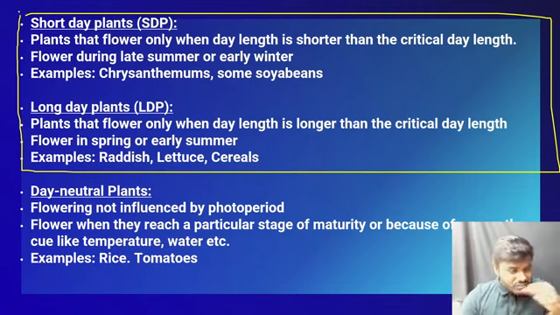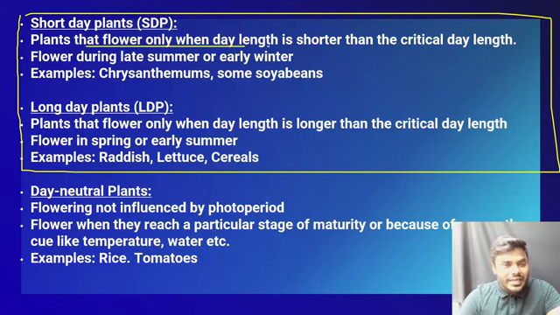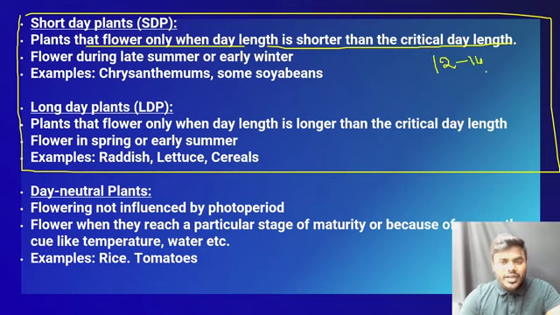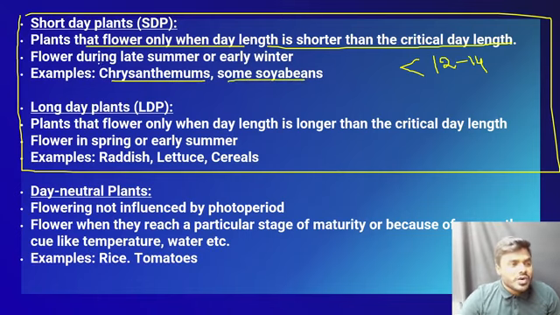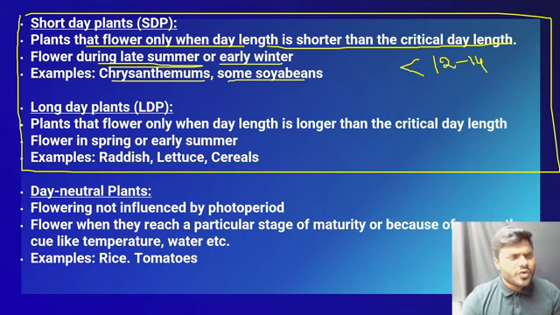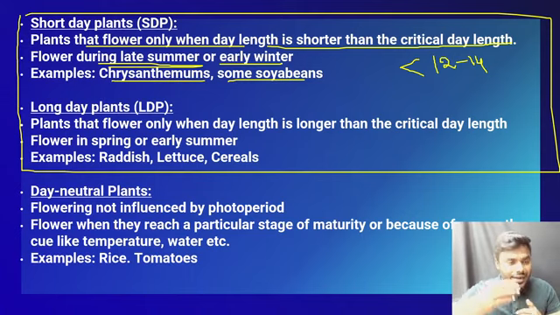Short day plants, as I said, are plants that flower only when the day length is shorter than the critical day length. What is the critical day length? 12 to 14 hours. If the day length is less than this, obviously they can flower. So what's the best example? Chrysanthemum, some soya beans. Actually, short day plants mean what, friends? They flower during the late summer or early winter. You know, friends, in the early winter what will happen? The day will be shorter and the night length is getting increased.